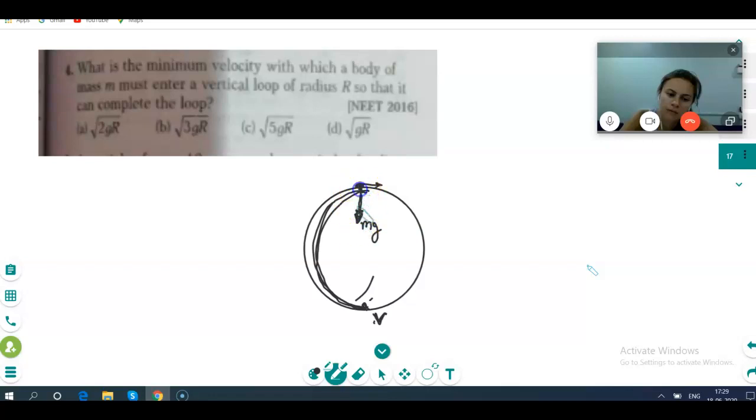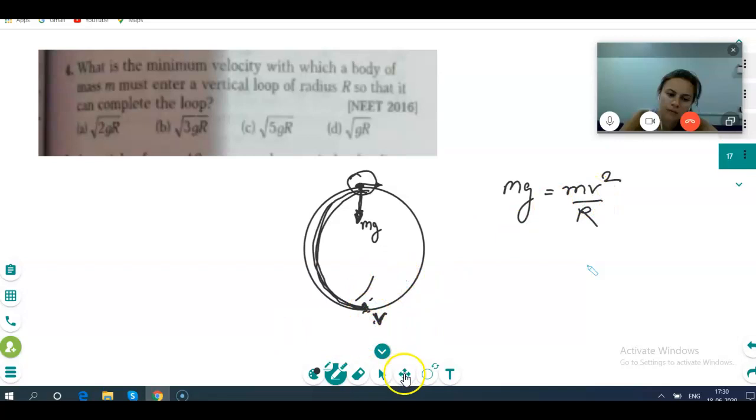Why? Because this mg must be equal to the centripetal force, mv² divided by r. Correct? So minimum velocity is required here, at this point, not at this point. So this is the velocity at this point, mv²/r. Okay. Now what is the velocity here?